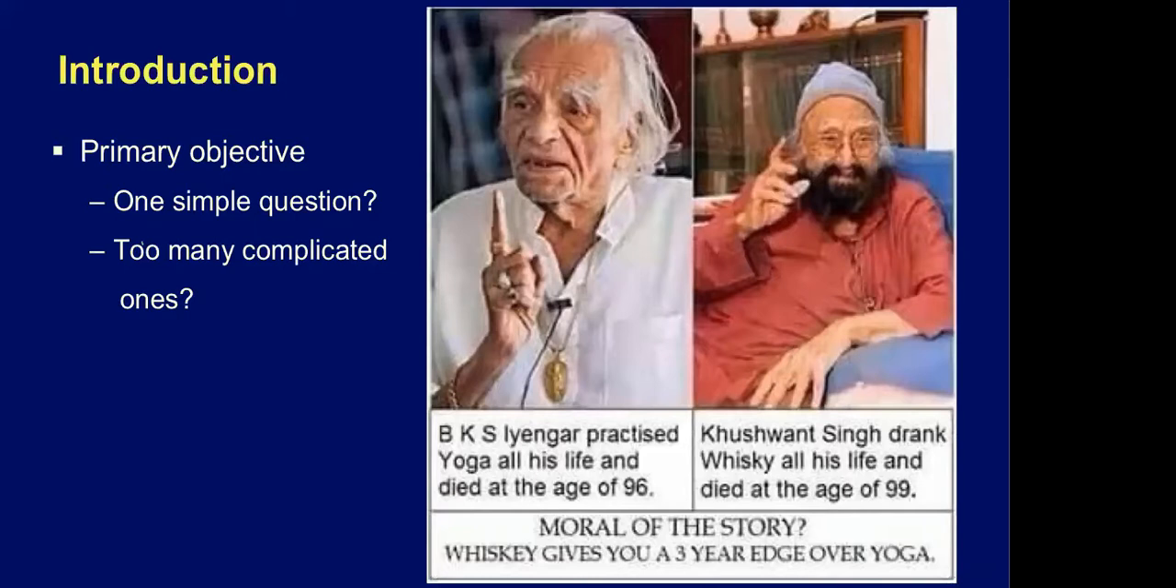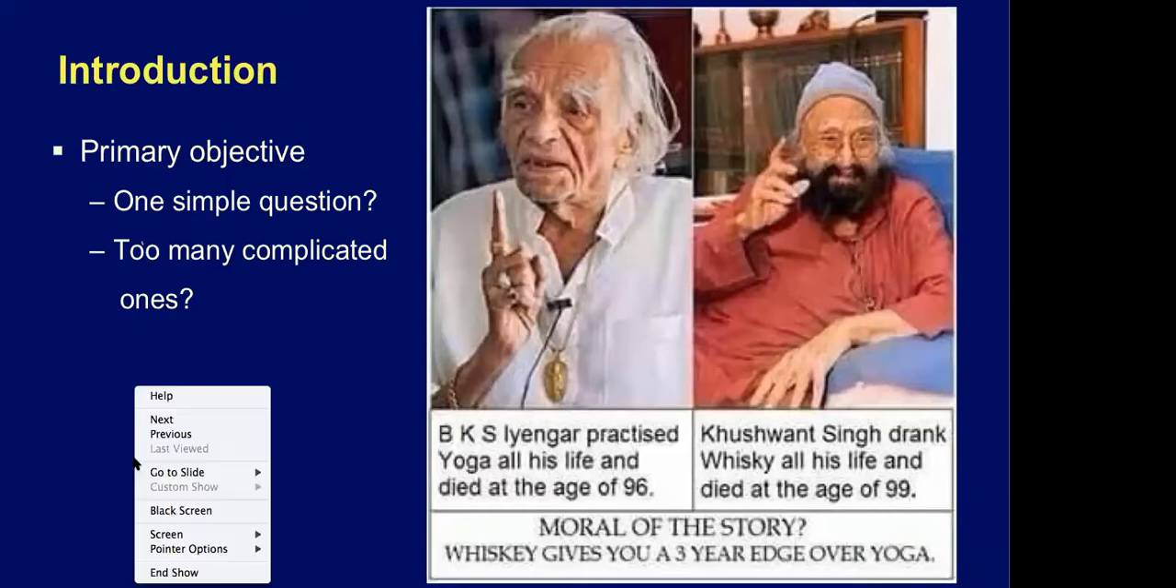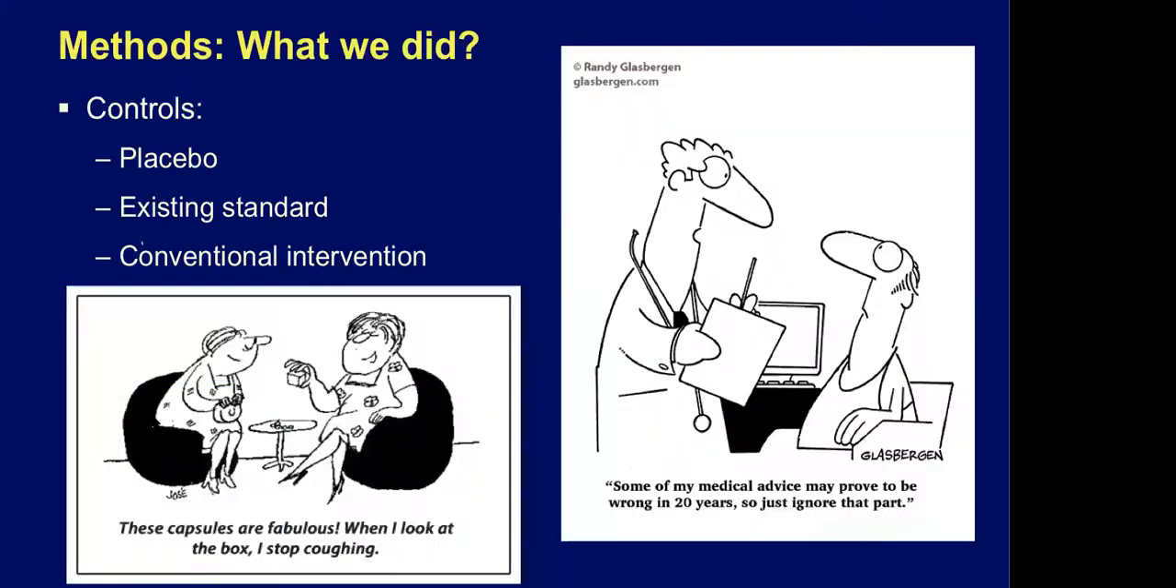Right? So you asked a very simple question. You've got a very simple answer. Let's not get into the statistics that this should have been randomized, internal controls, external controls. You should have asked Khushwant Singh to do yoga and so on and so forth. Let's not get into that intricacy. The point I'm trying to make is a simple question, a simple answer makes it maximally reliable.